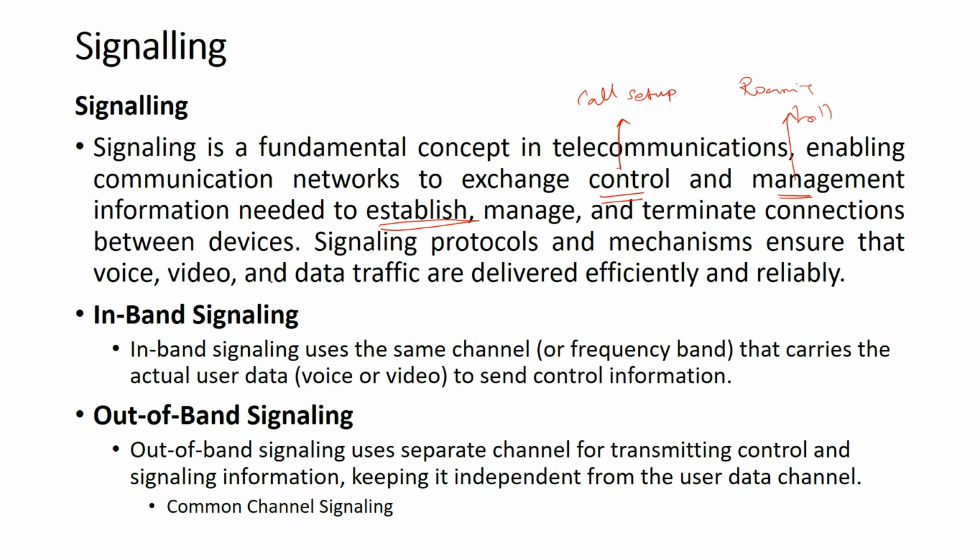This kind of signaling can be divided into two types. One is in-band signaling, another is out-of-band signaling. In-band signaling uses the same channel for both the transmission of data as well as control. That is, in in-band signaling, data and control signals are transferred through the same channel. Whereas in out-of-band signaling, data and control signals use separate channels. This is called out-of-band signaling.